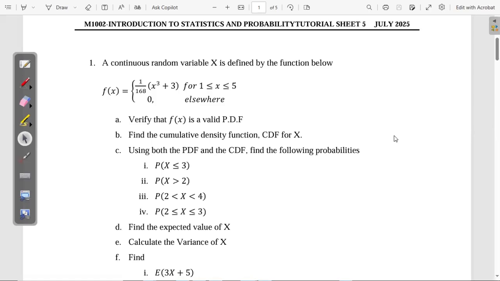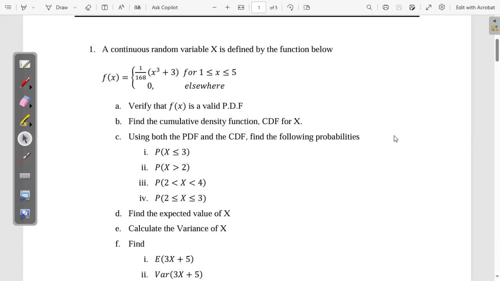Welcome to this video. In today's lesson, we're going to look at continuous variables and their distributions. With me, I have a tutorial sheet with questions on different concepts under continuous probability distributions. We'll start from how we can prove that something is a valid PDF.